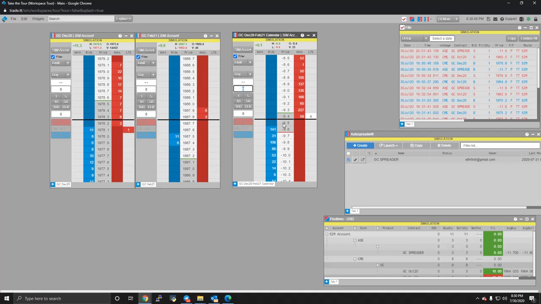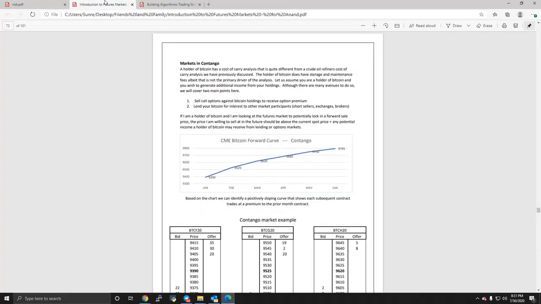To explore deeper into calendar spread markets, we will now talk about contango and backwardation, which are two common words you will find when you're researching the topic and looking to understand further. Contango, and we're going to pull up a section from the book Introduction to Futures Markets, and we're looking at page 72 here. A market in contango is demonstrated in this graph, and this is a Bitcoin example. I believe that's the only example I used in the book was the Bitcoin forward curve.